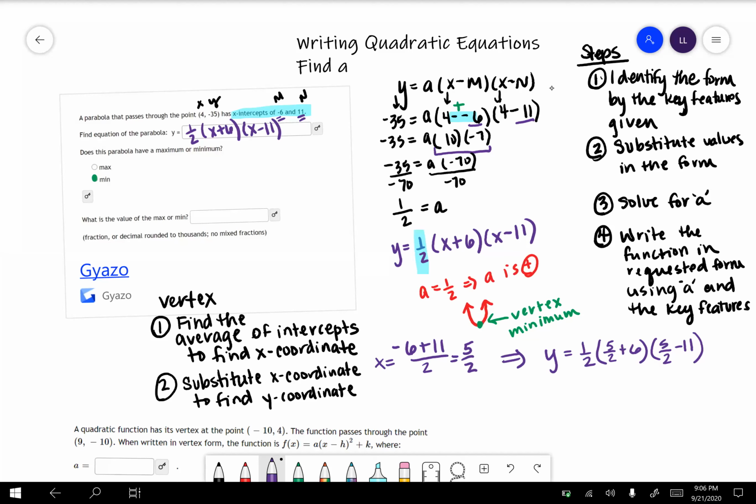So our y coordinate is -36.125, which means our vertex is 5/2, which is 2.5. So here goes our vertex. What is the value of the max or min? That's actually only asking us for the y value. So you just simply type in the y value, -36.125. And voila, we have our answer.